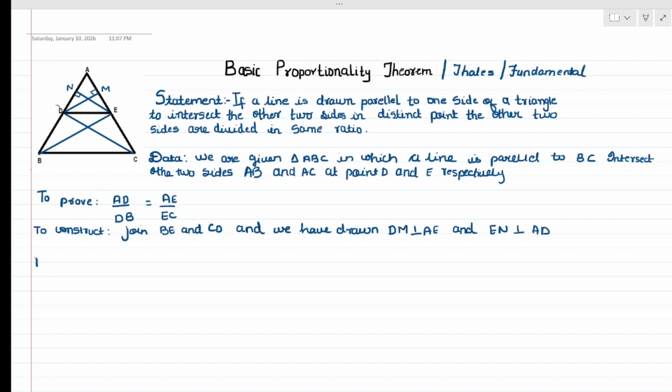Now starting with the proof, we all know the area of a triangle. What is the area of a triangle? For the area of a triangle, the formula is half into base into height. That means half into base, you can also write into altitude. Altitude and height are the same. Okay, so this is the formula for the area of a triangle.